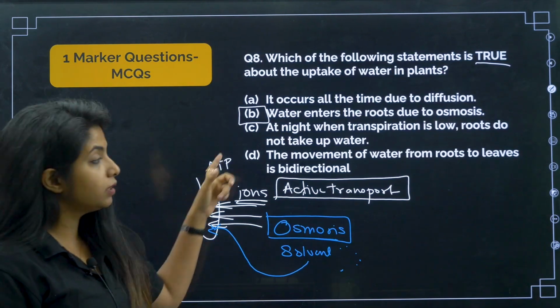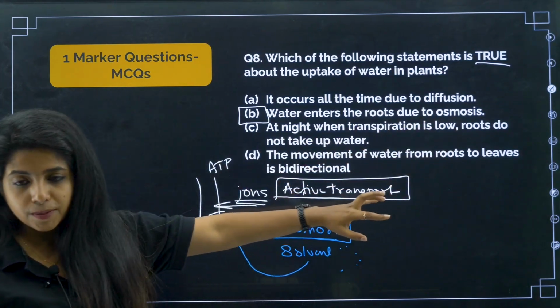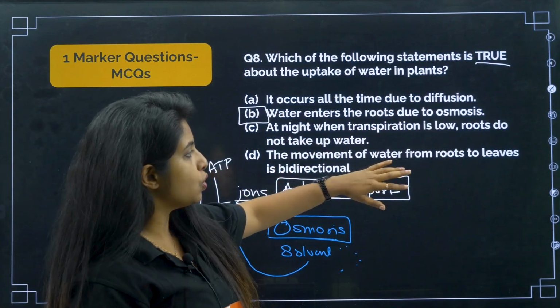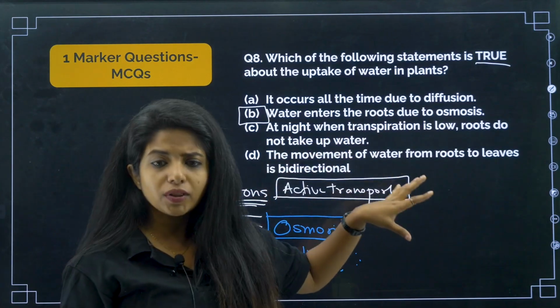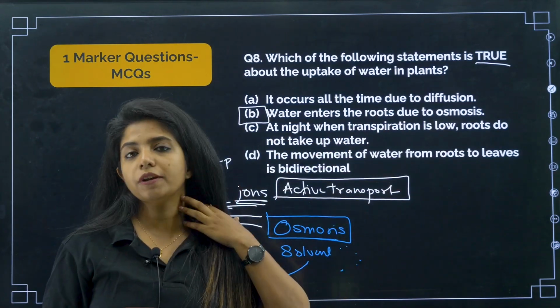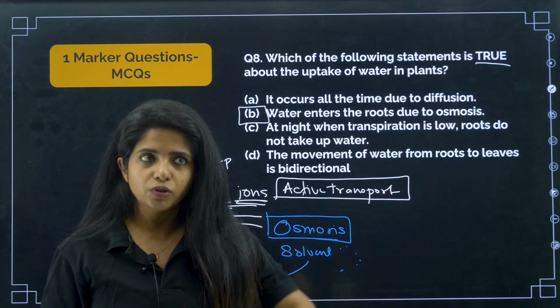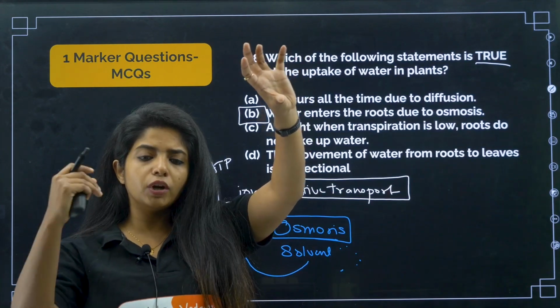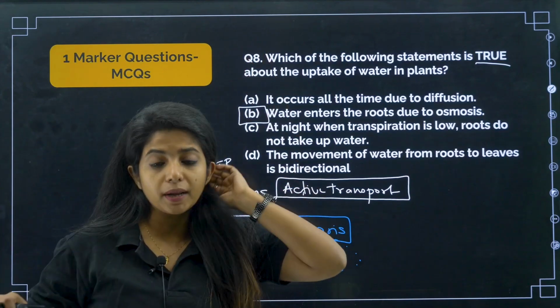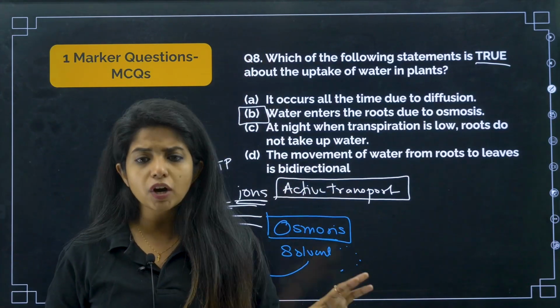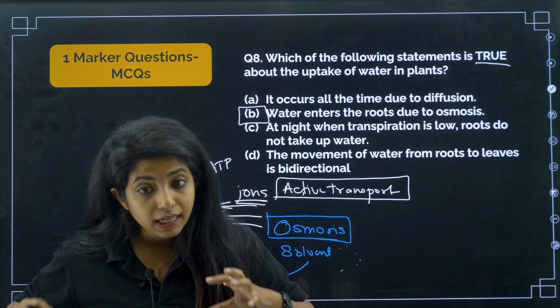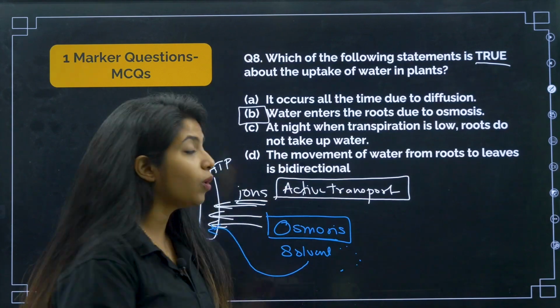So water transport happens due to what? Osmosis. Now, at night when transpiration is low, roots do not uptake water. Do you think that is true? Transpiration means loss of water in the form of water vapor. So the sun is there, so obviously the water will be lost in the form of water vapor in the morning time. But at night if it's not there, that does not mean the water is not transported. Still it is getting transported, and there what plays a major role?